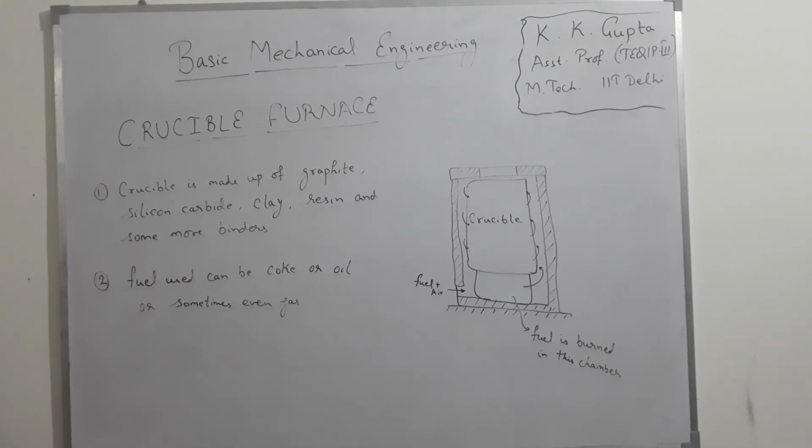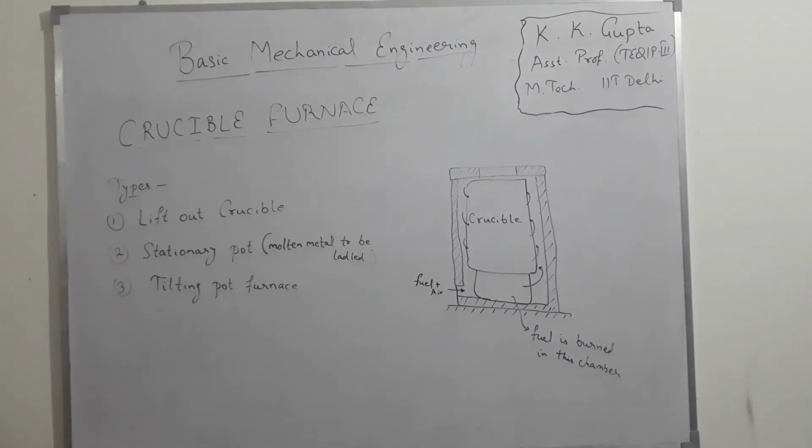In the lower chamber, fuel is burned and the heat is passed to the crucible, in which metal will be melted, and after some time the charge will be melted and the molten metal is ready for tapping. Now there are three types of crucible furnace. First is lift out crucible, second is stationary pot, third is tilting pot furnace.